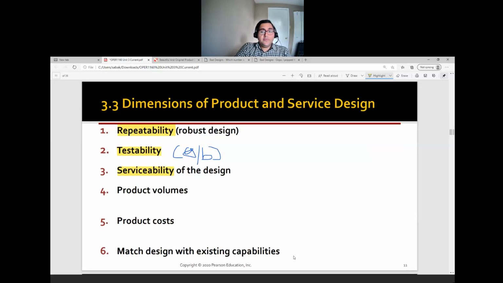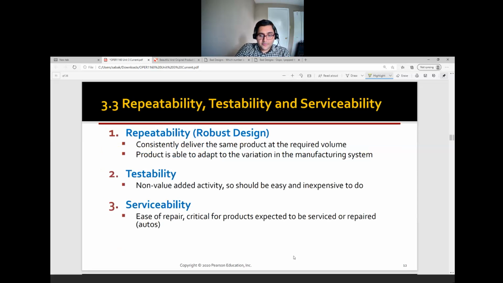Same is the example with matching the design with existing capabilities. If I have a coffee machine, I should be coming up with new coffees. I should try to exploit the existing capabilities that I have. So this is what is mentioned here. I'm not reading out these things again.